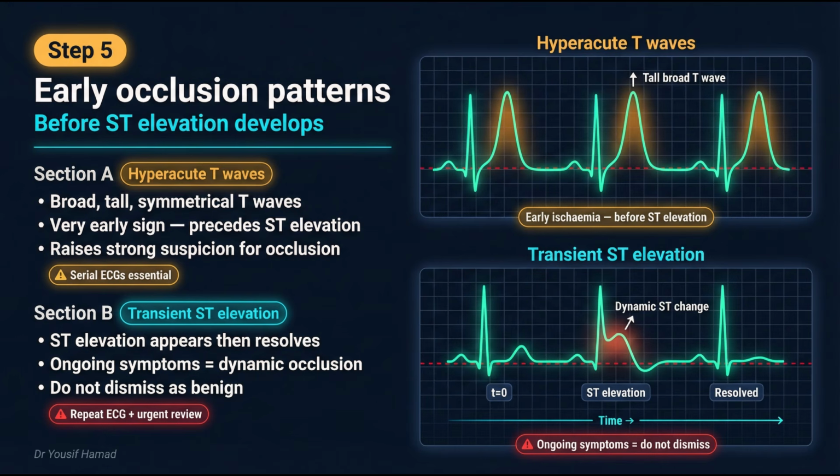Transient ST elevation is another important pattern. If ST elevation appears and then resolves in a patient with ongoing symptoms, this may reflect dynamic coronary occlusion and should not be considered benign.